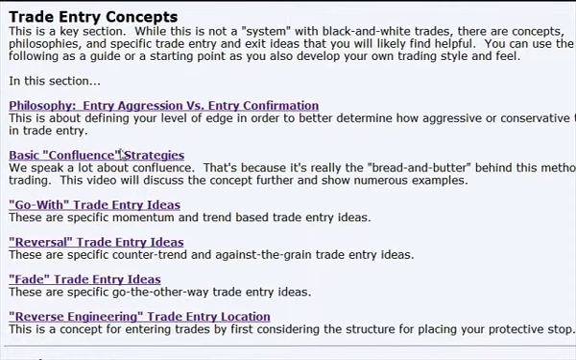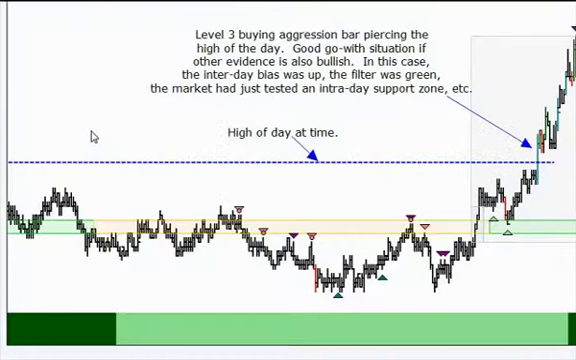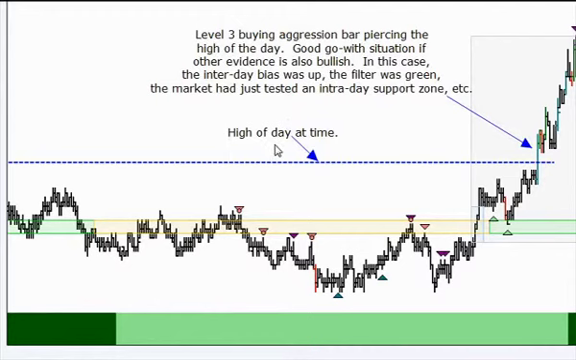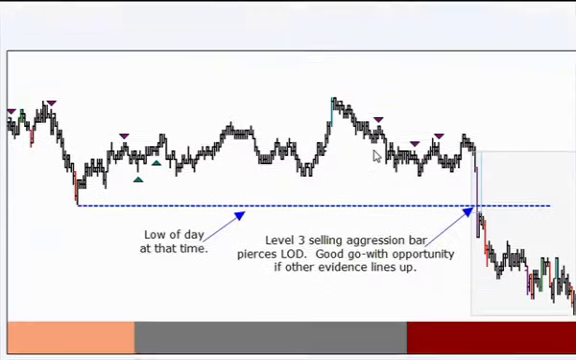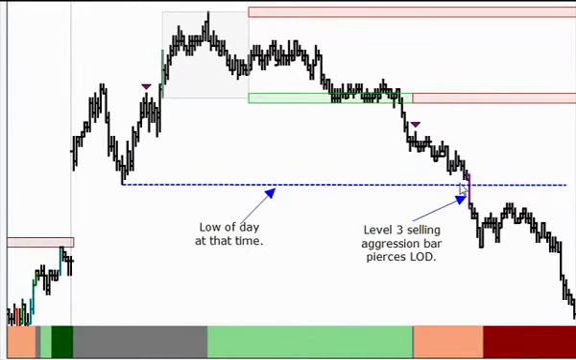Okay, so we have various trade entry ideas here. We talk a lot about the confluence idea, but we have some momentum or trade based entries here, and the one I'm going to talk about is what we call the pure breakout trade. And you can see here that if we have the high of the day in place, and then we have a level 3 buying aggression bar that breaks out on the high of the day, it's not a bad idea to just hop on board. Same thing on the short side. If you have the low of the day in place and a level 3 selling aggression bar making a new low, it's telling us that there's some extreme selling aggression coming into the market. Makes sense to be getting on board.